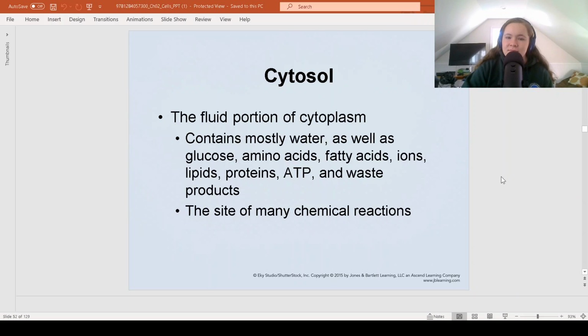Cytosol is the fluid portion of the cytoplasm. It contains mostly water as well as glucose, amino acids, fatty acids, ions, lipids, proteins, ATP, and waste products. The site of many chemical reactions.